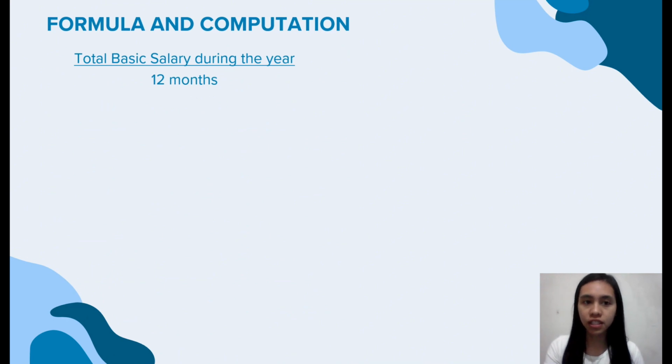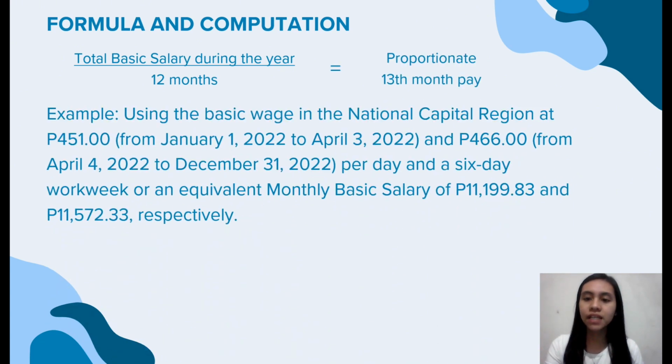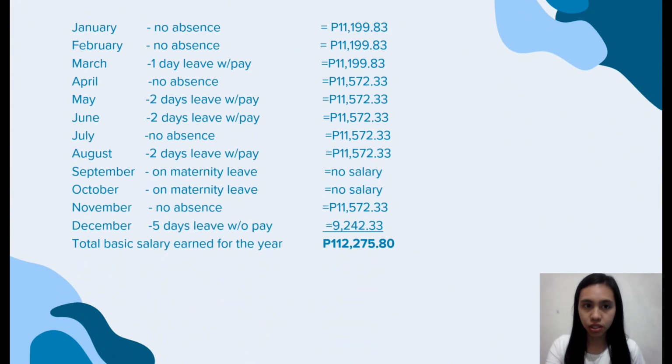For the formula and computation, we have total basic salary during the year divided by 12 months is equal to the proportionate 13th month pay. So we have an example here. Using the basic wage in the National Capital Region at 451 pesos from January 1, 2022 to April 3, 2022, and 466 pesos from April 4, 2022 to December 31, 2022 per day, and a 6-day work week, an equivalent monthly basic salary of 11,199.83 pesos and 11,572.33 pesos respectively. So the solution.